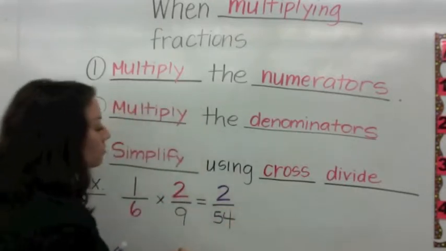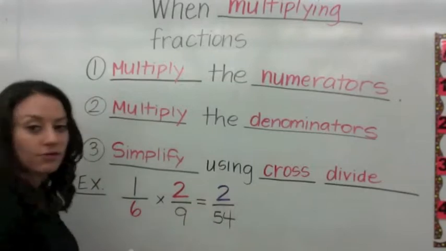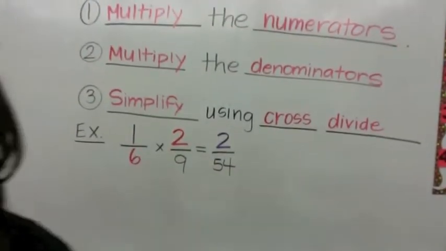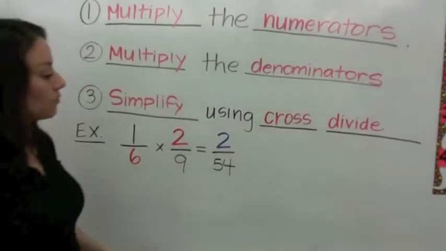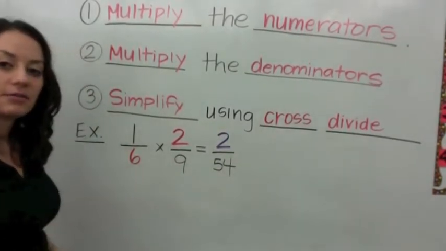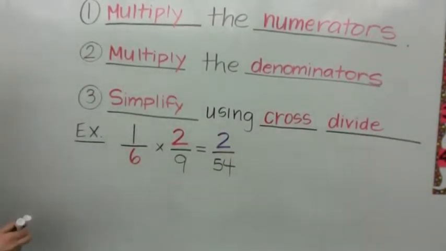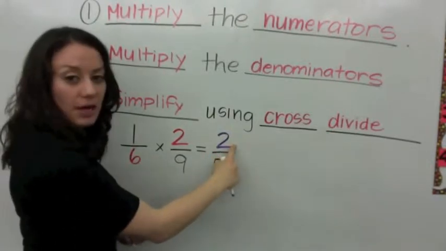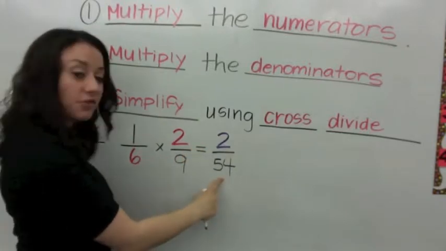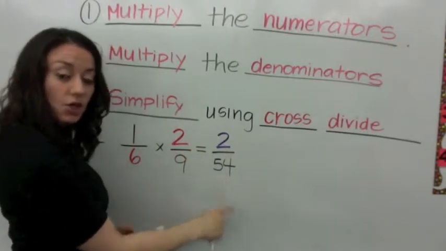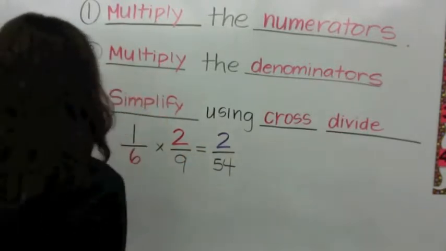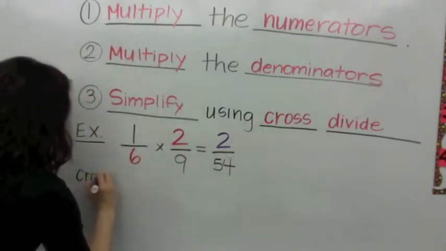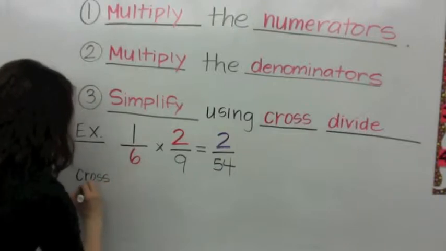Okay, when you look at 2 over 54, or 2 54ths, we're going to get a little closer now. When you look at that, can this be simplified? Can it be simplified? Yes, it can. Now, because 2 is an even number, is 2 even? Yes. Is 54 an even number? Yes. You could divide the top and the bottom number by 2. But instead, what I want you to do is cross divide.